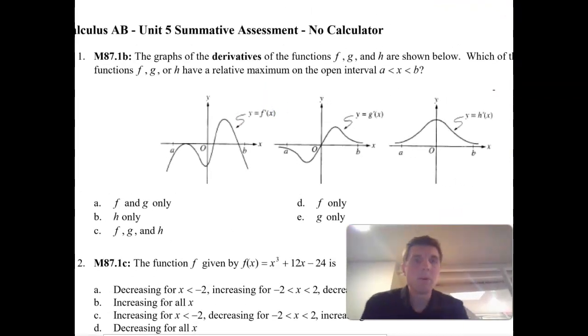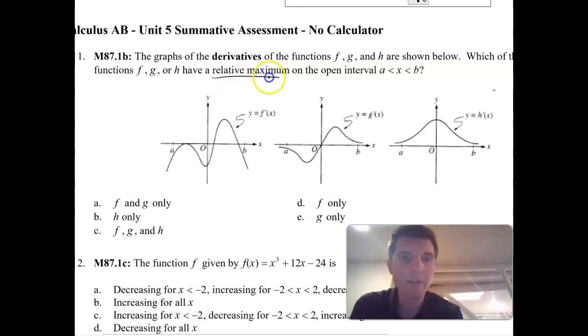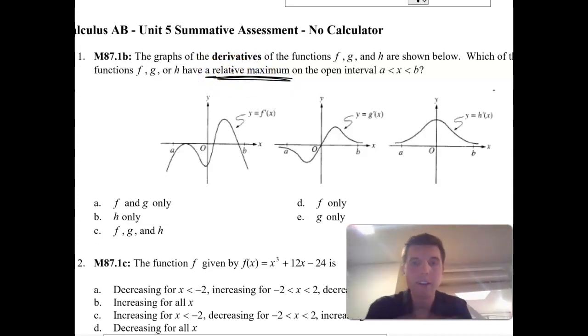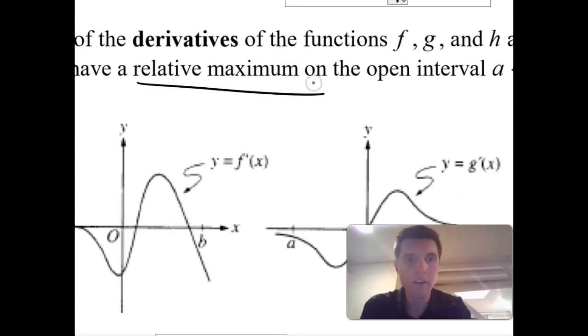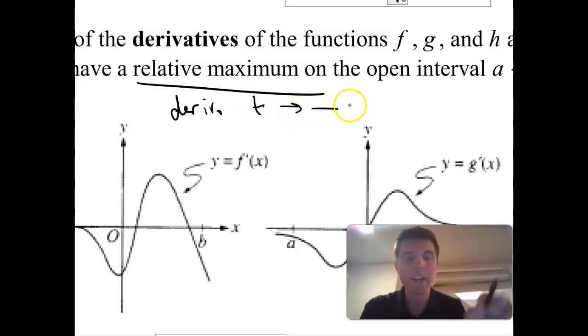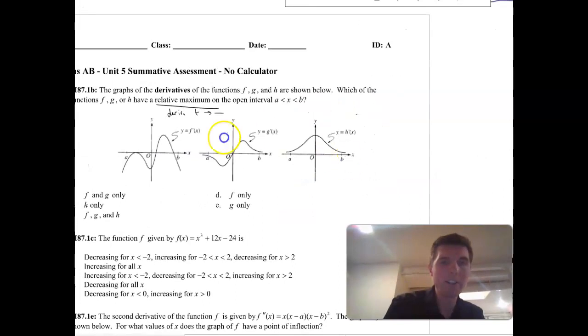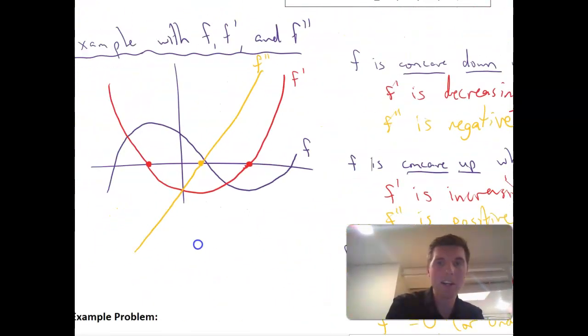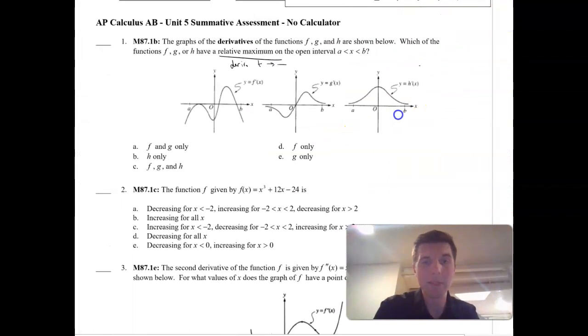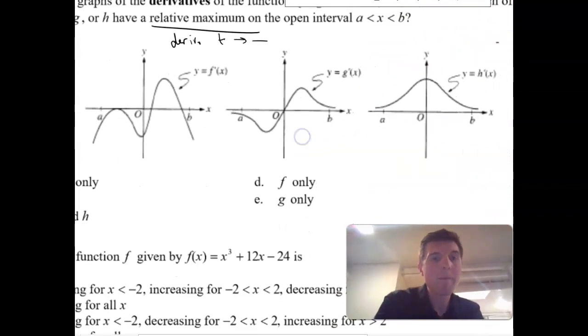But number one, graphs of derivatives are shown. Which ones have relative maximum? So if I'm thinking about relative maximum, I'm thinking the derivative goes from positive to negative. So positive to negative. I don't think I mentioned that over here actually. This was all about concavity, so yeah, maybe the relative maximum stuff isn't on there. Sorry. But these are all derivatives.